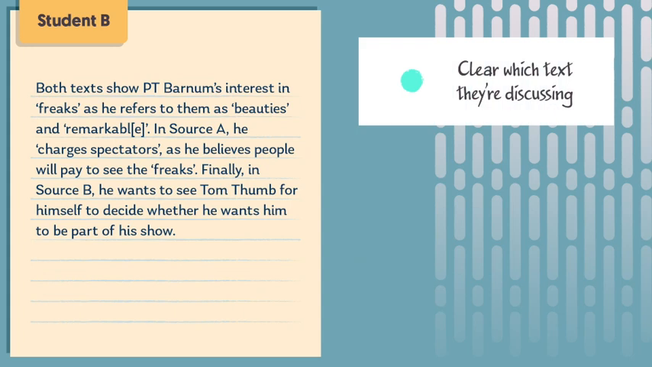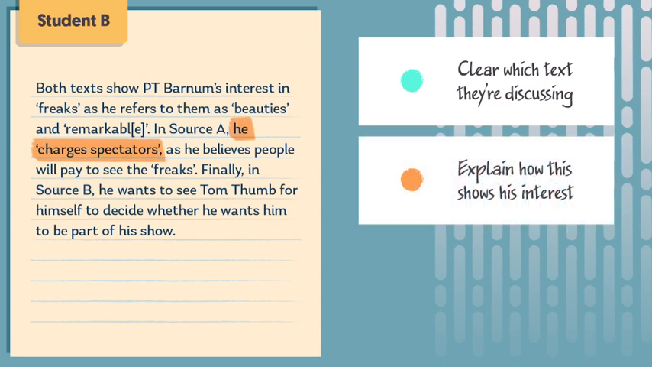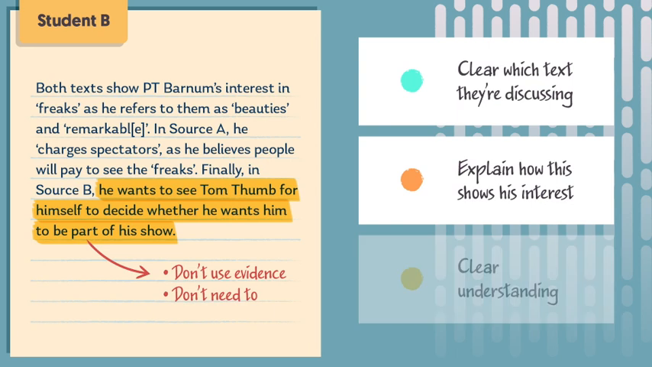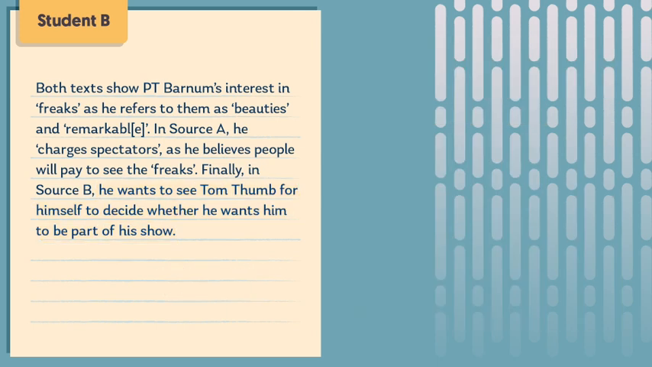Following this, they again make it clear which text they're discussing through the openers source A and source B. With their second point, they've had to explain how this shows his interest, as the evidence isn't self-explanatory. Nonetheless, they receive the mark. In their final point, they don't use evidence because they don't need to, but they still demonstrate a clear understanding of how P.T. Barnum shows his interest in freaks, and so they get another mark. Overall, this response would get full marks, 4 out of 4.